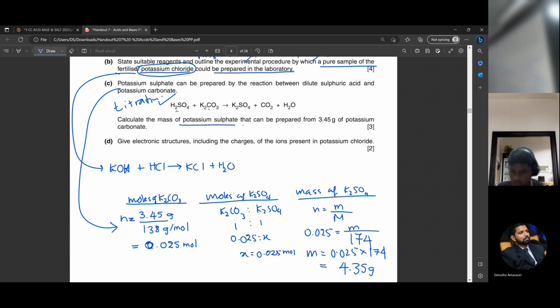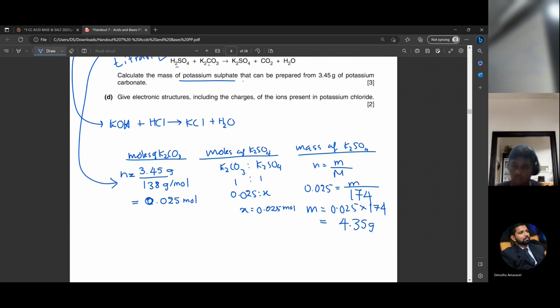Carbonates are insoluble except group 1 and ammonium. You have forgotten the exception. Keep your focus.